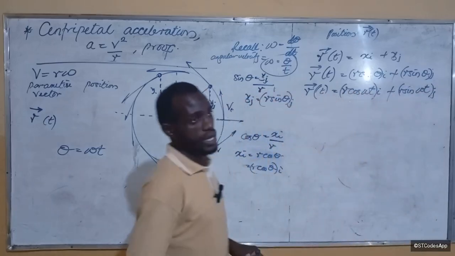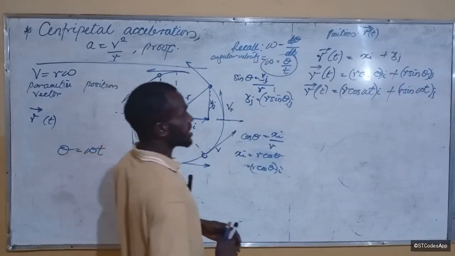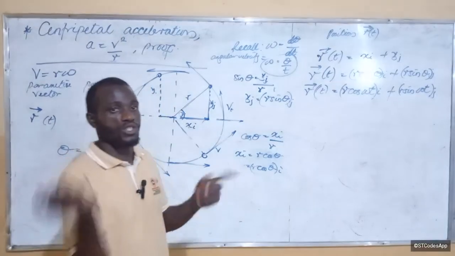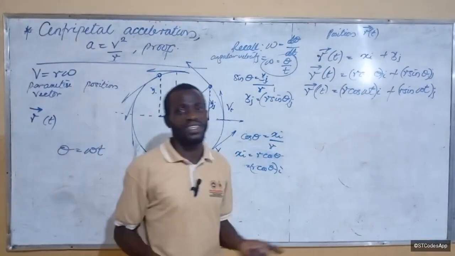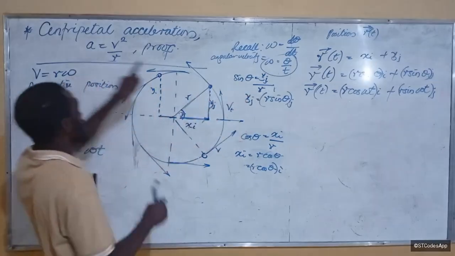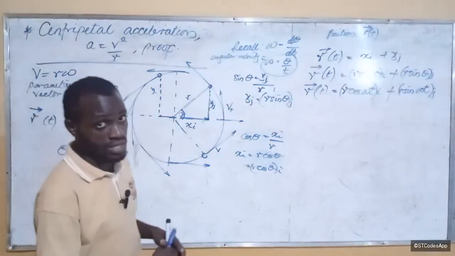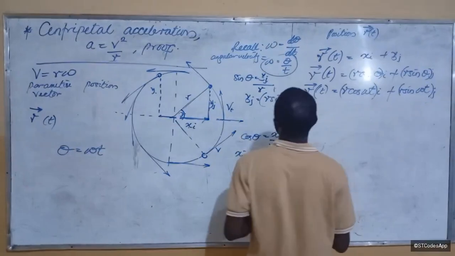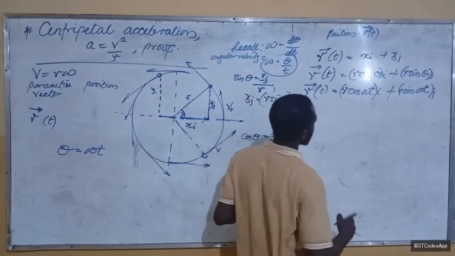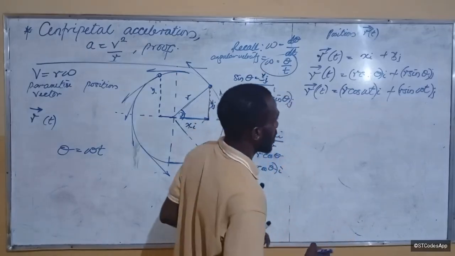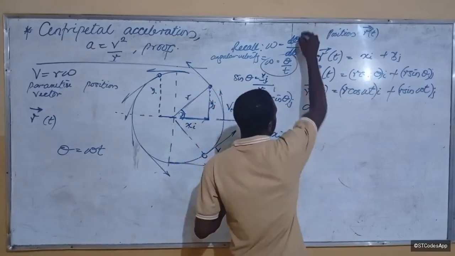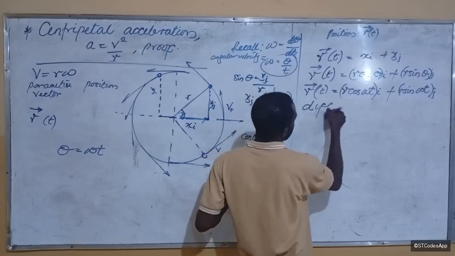Then you now ask me, Master, why did I have to start from position vector? Because remember, if you differentiate position vector, you get velocity. If you differentiate velocity, what do you get? Acceleration. So that's why I want to start from there in order to get acceleration. Is that clear? Good. So now from here, we can therefore begin our work. We can differentiate now. Let's differentiate.